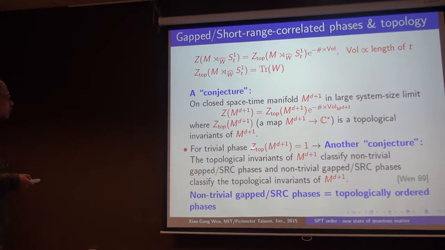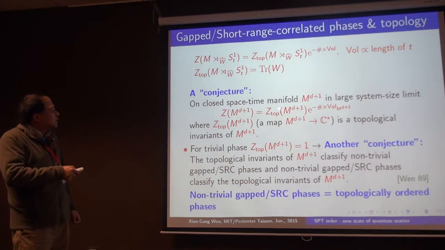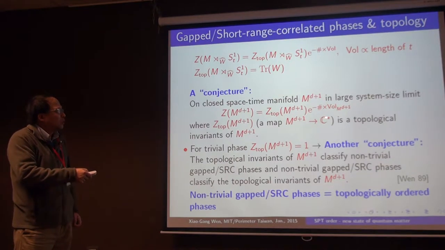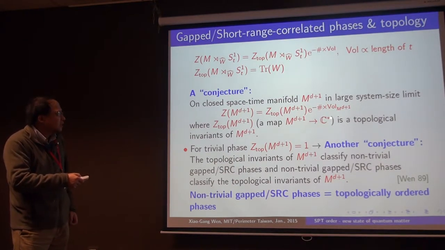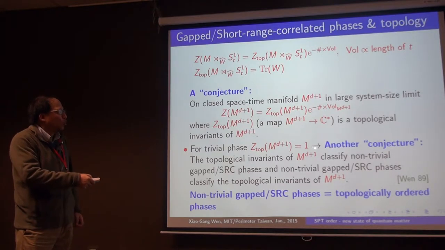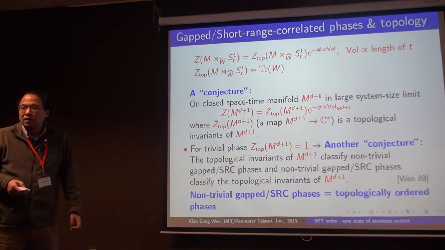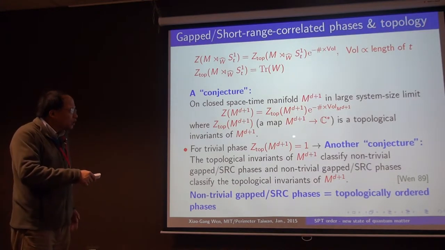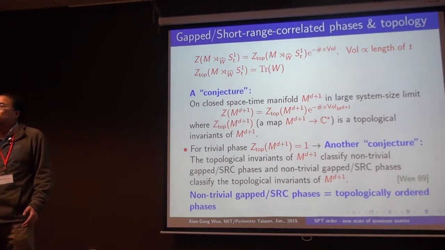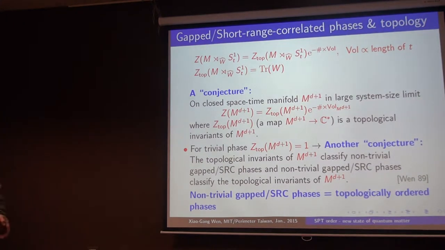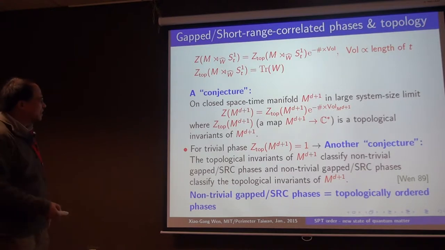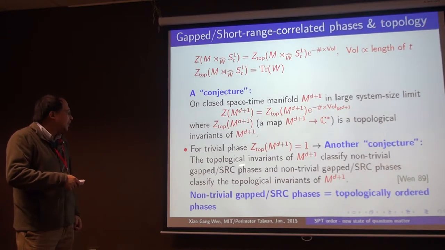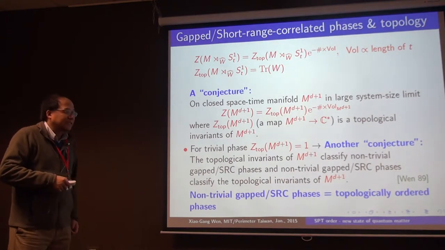And so this topological partition function maps different topological space-times to a non-zero complex number. If this map is a constant map to one, that's a trivial phase. And a non-trivial topological order would give rise to some kind of non-trivial map, which from a mathematical point of view is a non-trivial topological invariant. So this led to another conjecture: that topological invariants classify gapped phases.